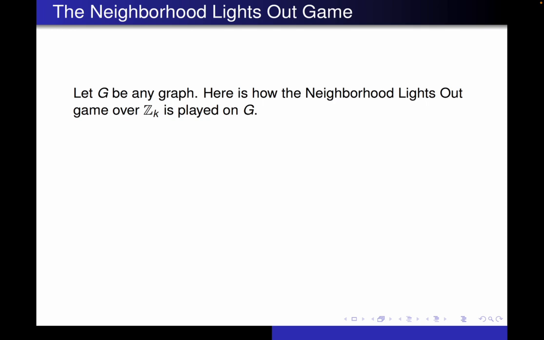All right, so we're going to give some proper terminology to our lights out games. The lights out game we've been looking at in this one is called the neighborhood lights out game, and it's related to the neighborhood matrix, which we'll see later in the video. But the neighborhood lights out game, when it's played over Z_k, is played as follows.